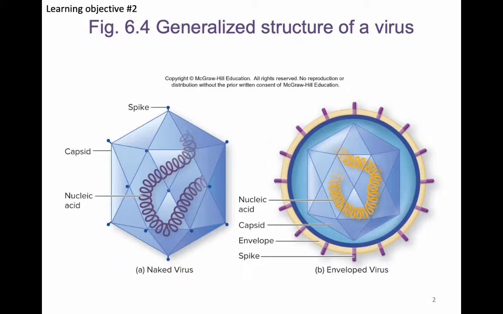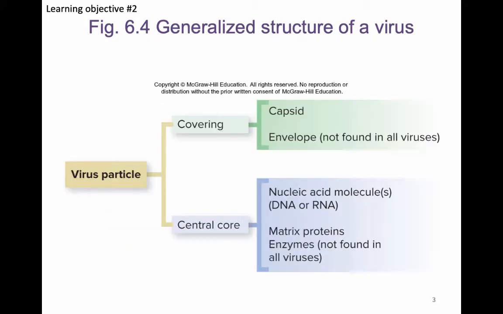The enveloped virus, also acellular, looks very similar to the naked virus with the addition of an extra layer called the viral envelope. And the viral envelope is made up of lipids. So looking at this with text, we have the covering will be capsid in all cases and an envelope in the enveloped virus, not found in the naked viruses.